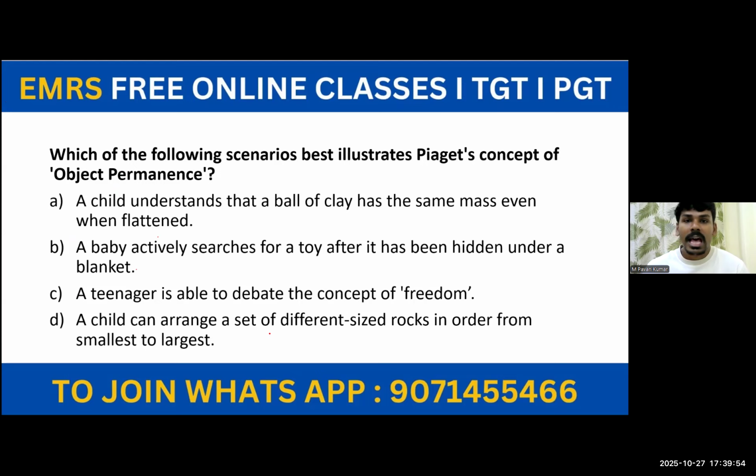Which of the following scenarios best illustrates Piaget's concept of object permanence? A child understands that a ball of clay has the same mass even when flattened. A baby actively searches for a toy after it has been hidden under a blanket. A teenager is able to debate the concept of freedom. A child can arrange a set of different size rocks in order from smallest to largest.